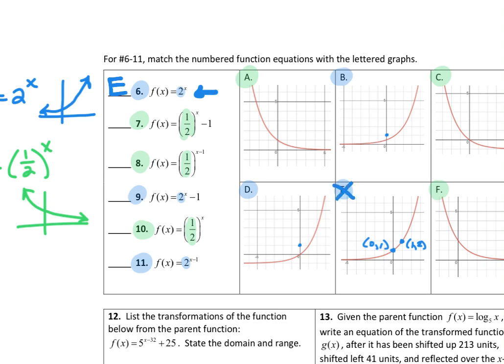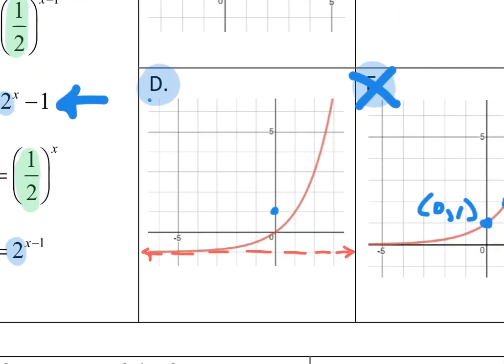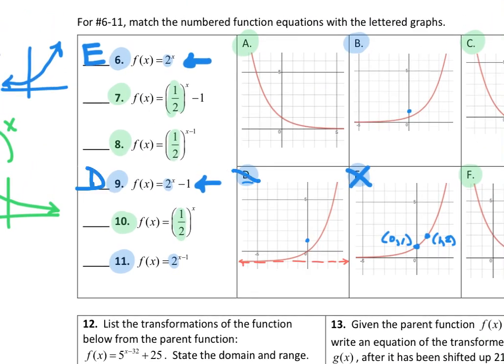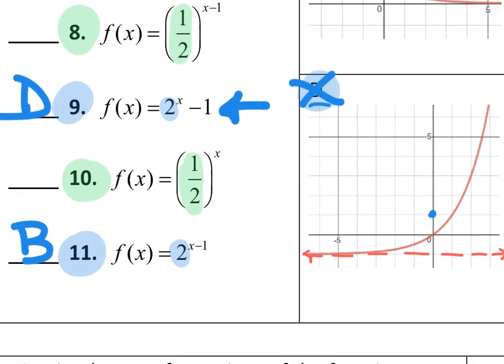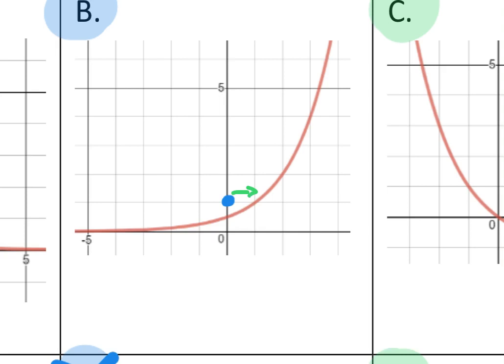Now I'm going to skip down to number 9, and that takes the parent function and shifts it down 1. And if you look at letter D, and specifically look at the asymptote, that asymptote shifted down 1. And so your answer for number 9 is D. And that just leaves me with 11 is B. And notice that in the equation, that shows a shift to the right 1. And this graph in B shifted to the right 1.